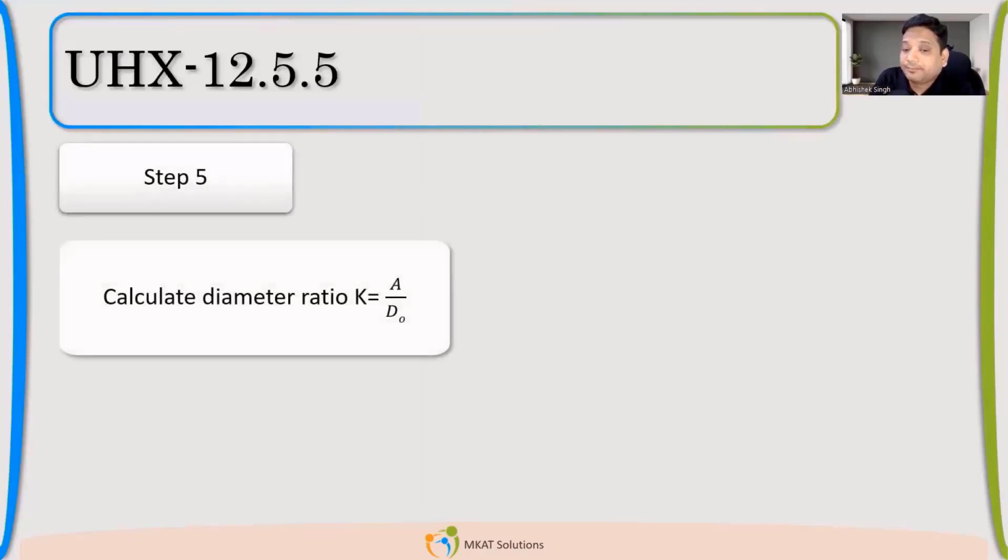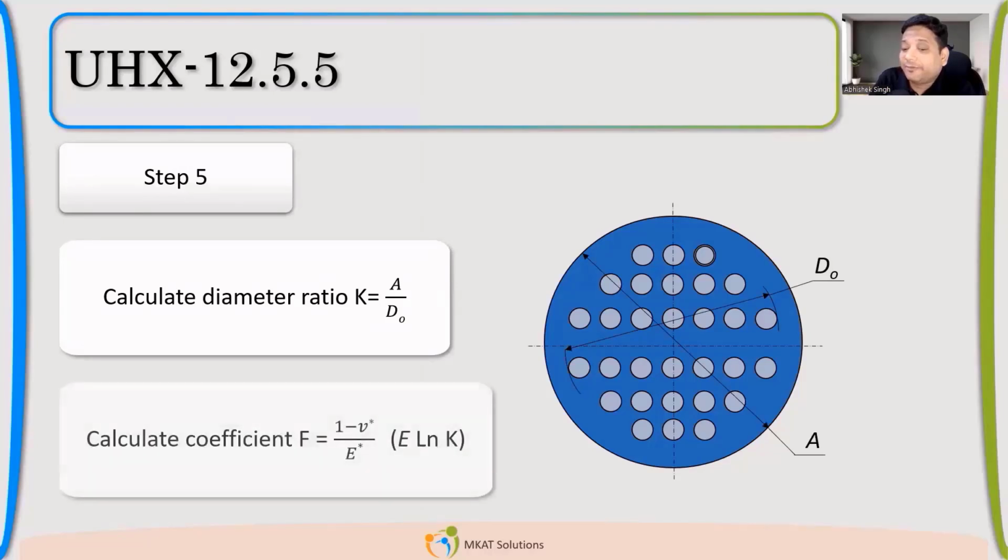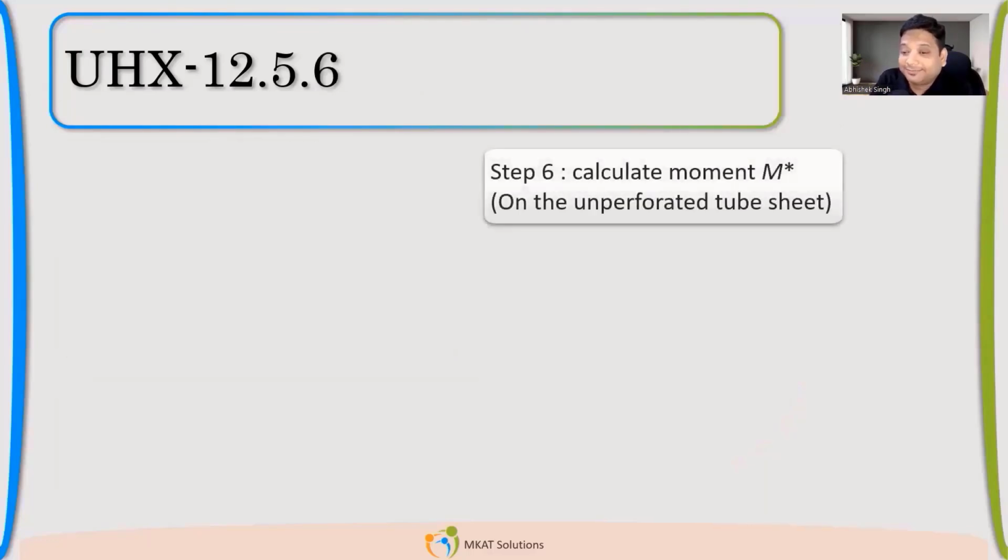There is some A by D naught ratio. A is the overall outside diameter of the tube sheet, divided by D naught. You already know OTL. So A by D naught we'll calculate first. Then there is something called coefficient F. Nu star we have calculated, and E star we can calculate using the E star by E ratio, which we calculated. So all these values are there; nothing to put any thought into here.